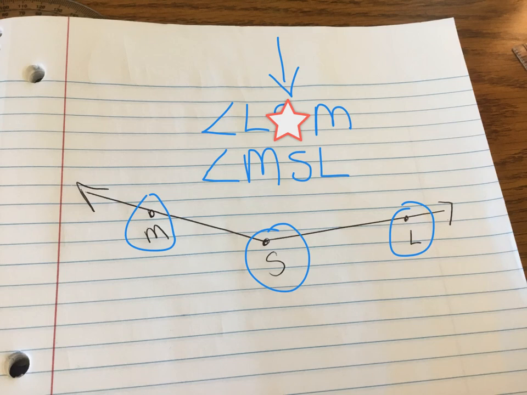Okay, so we're going to do some practice at the table. My letter today is A. A is my secret letter.